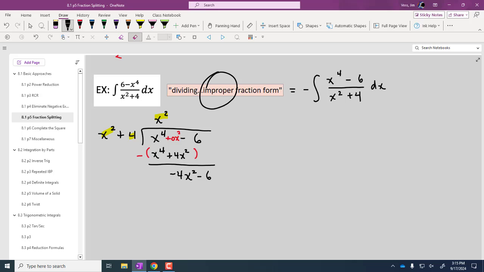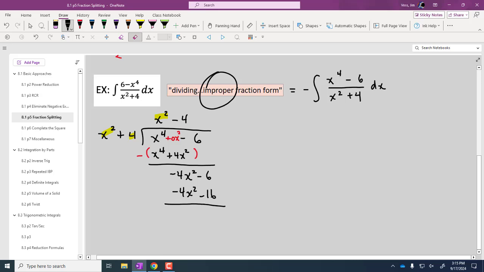So what do we put next here? Negative 4, because we're trying to multiply by whatever's necessary to match this negative 4x squared down here. So x squared times negative 4 will match it. So that'll be negative 4x squared minus 16. And now we're subtracting all of that off.